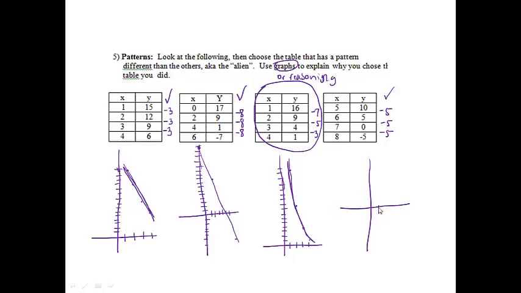Okay, 5, 10, 1, 2, 3, 4, 5, 1, 2, 3, 4, 5, 6, 7, 8, 9, 10. So we've got 5, 10, 6, 5, we've got 7, 0, and we've got 8, negative 5. And so this one, once again, is a straight line.